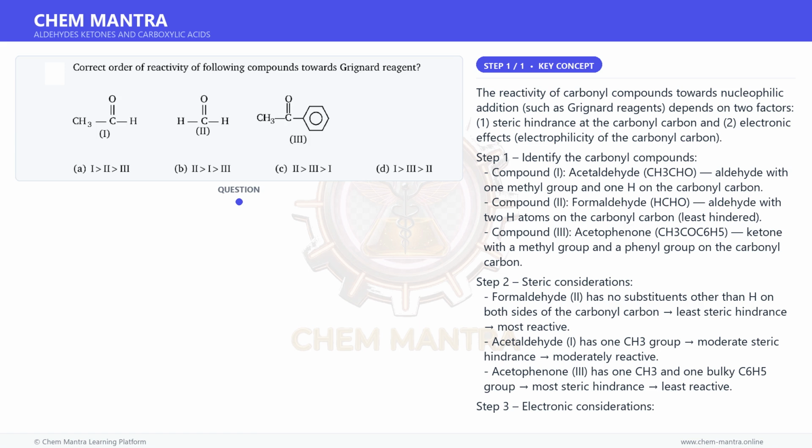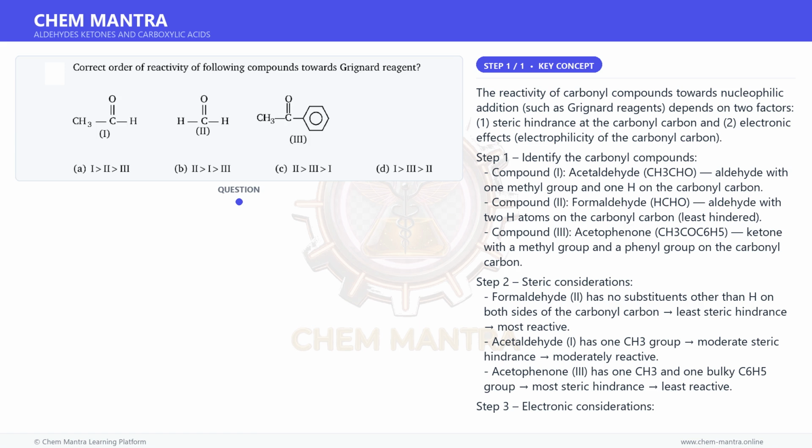Step 1. Identify the carbonyl compounds. Compound 1: acetaldehyde, CH3CHO, an aldehyde with 1 methyl group and 1 H on the carbonyl carbon. Compound 2: formaldehyde, HCHO, an aldehyde with 2 H atoms on the carbonyl carbon, least hindered. Compound 3: acetophenone, CH3COC6H5, a ketone with a methyl group and a phenyl group on the carbonyl carbon.